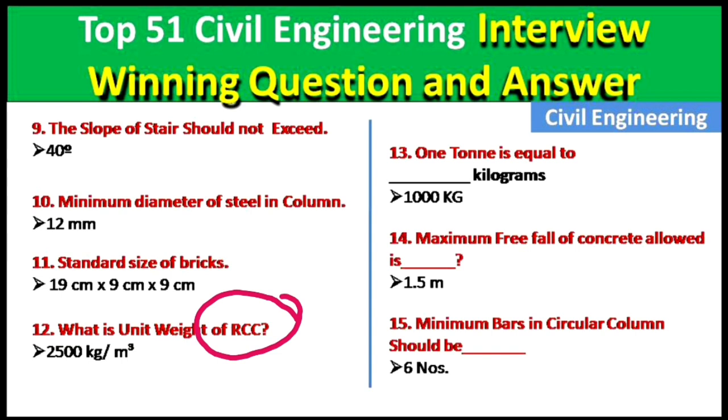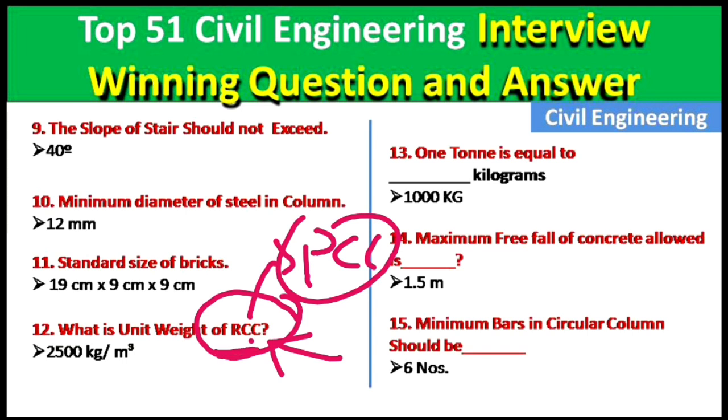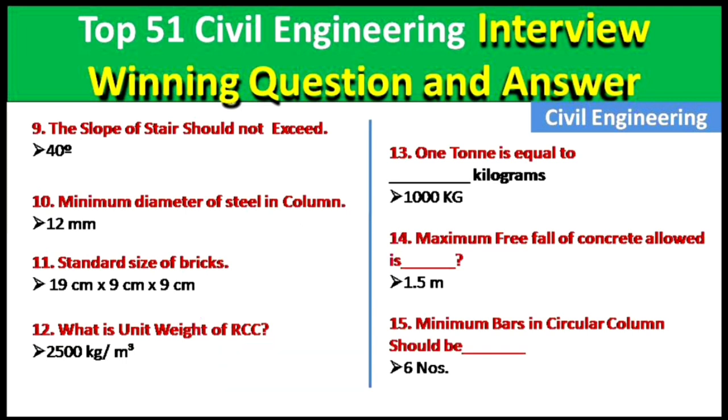If we don't include steel rod in it, then it is called PCC. Okay, if we provide steel rod in it, then it will be called RCC. So the unit weight of RCC is how much? 2500 kg per meter cube.